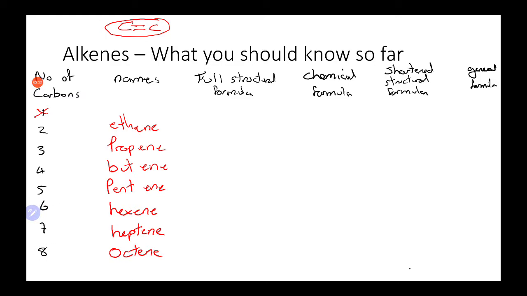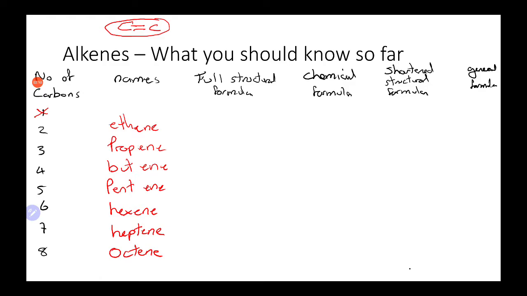The only difference is the ending. With the alkanes, they ended in ane, so that would be ethane. But with the alkenes, it ends in ene. So we've got ethene, propene, butene, pentene, hexene, heptene, and octene. No methene, because you can't have an alkene with only one carbon.